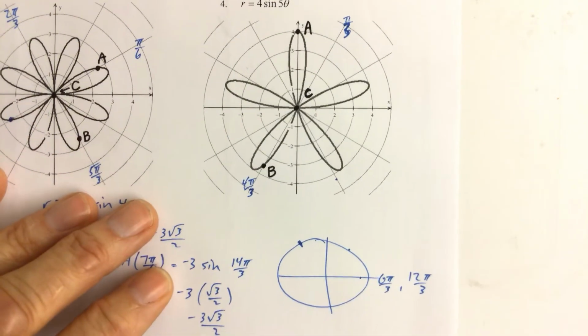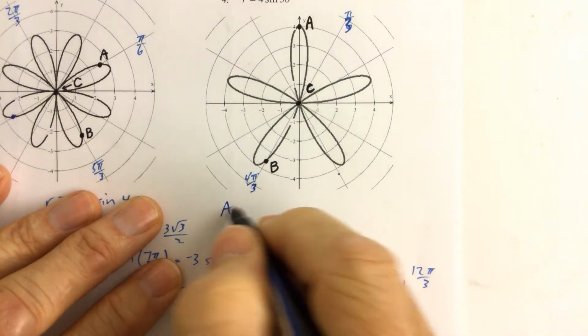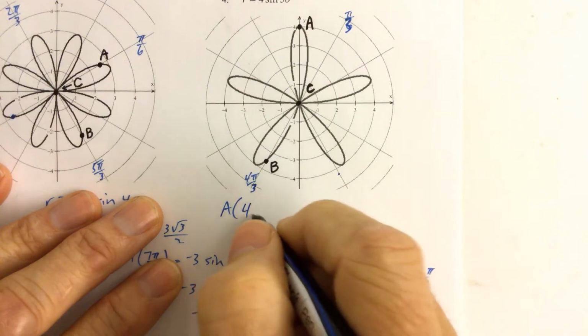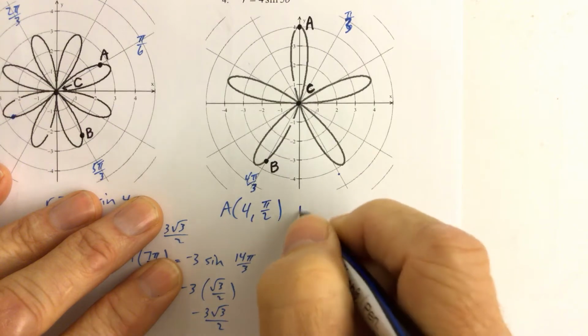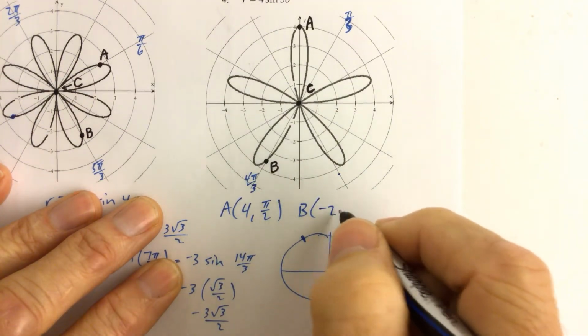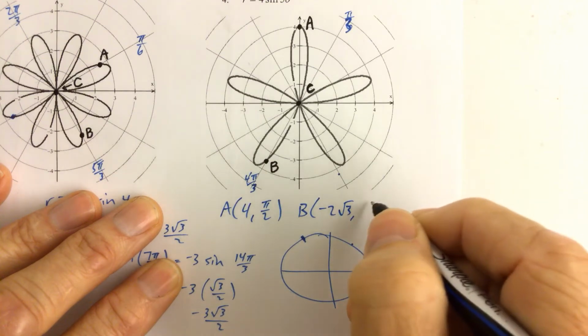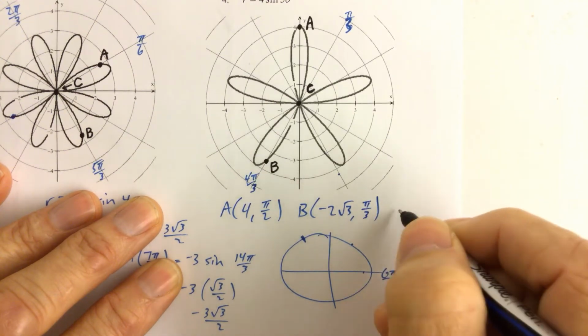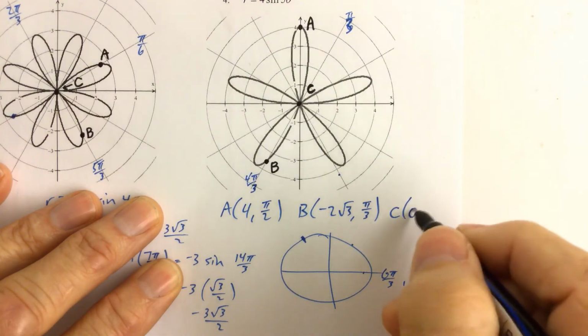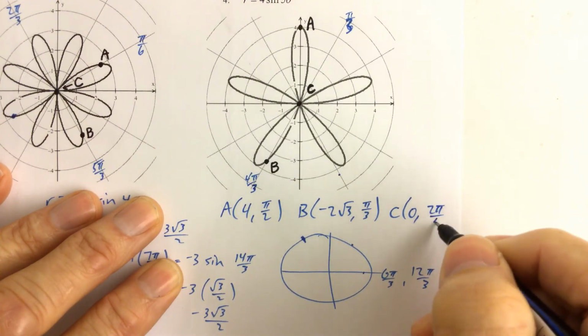So let me collect all this and write it all nice and neatly here. We had A was 4 comma pi over 2. B was negative 2 radical 3 comma pi over 3. And then C, hitting C the third time, was 0 comma 2 pi over 5.